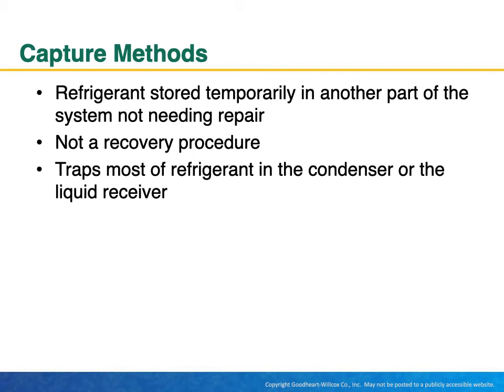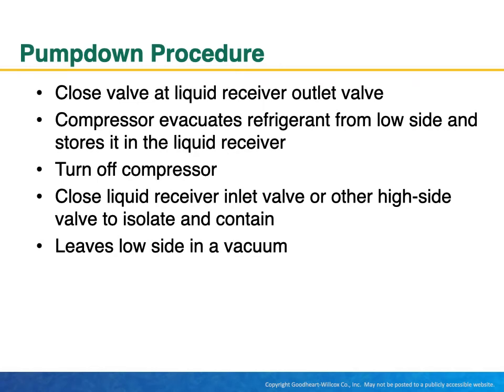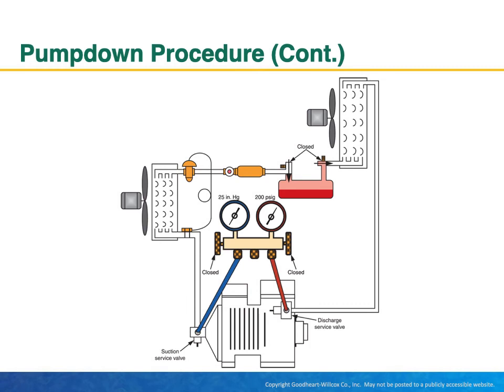Not a recovery procedure, traps most refrigerant in condenser or liquid receiver. Pump down procedure. Close valve at liquid receiver outlet valve. Compressor evacuates refrigerant from the low side and stores it in the liquid receiver. Turn off compressor. Close liquid receiver inlet valve or other high side valve to isolate and contain. Leaves low side in a vacuum. Pump down procedure. And here shows a graph of what you would be doing.